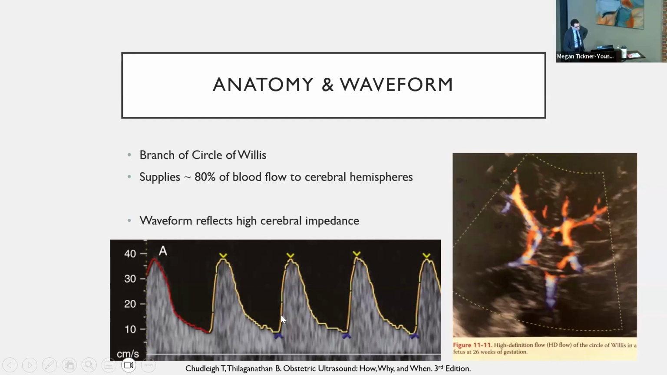By just looking at this normal waveform of the middle cerebral artery, you can see here, compared to an umbilical artery waveform, there's comparatively less diastolic flow. Here on the right, you can see your middle cerebral artery, your circle of Willis, anterior cerebral artery, posterior cerebral artery.